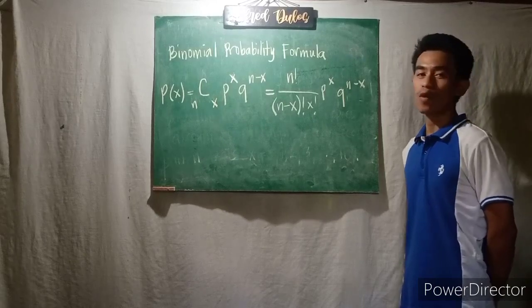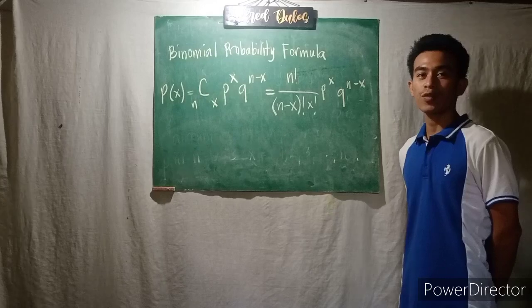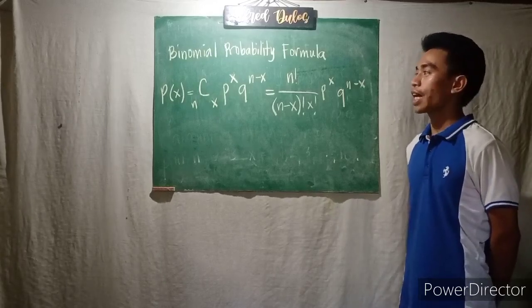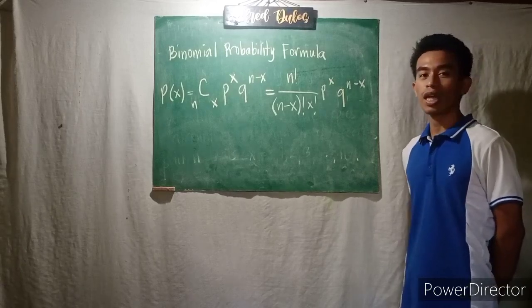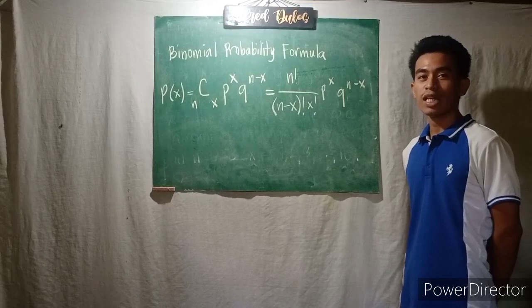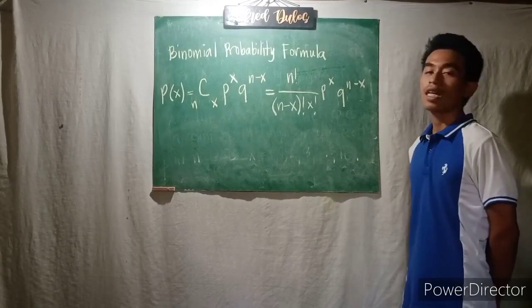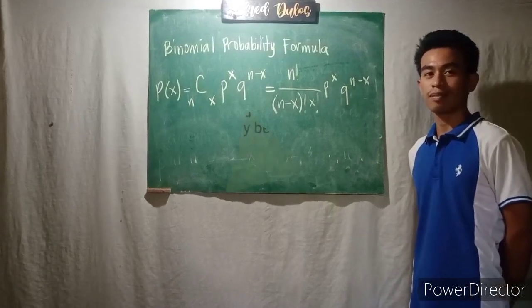Binomial probability formula. The probability of x is equal to the combination of n given x multiplied by p raised to x times q raised to n minus x, equal to n factorial over the quantity n minus x factorial times x factorial, multiplied by p raised to x times q raised to n minus x.